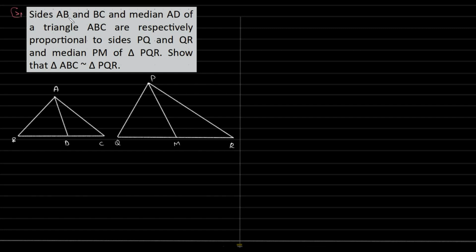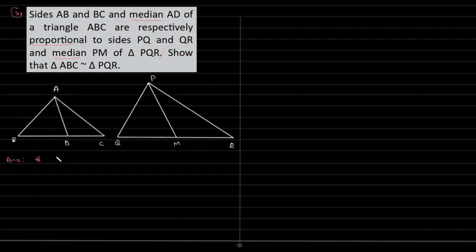Side AB, BC, and median AD of a triangle ABC are respectively proportional to side PQ, QR, and median PM of triangle PQR. Show that... Okay, proportional and median are two words which we don't come across very often. So now, what is given?